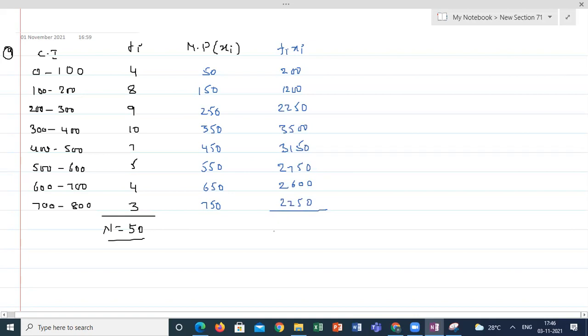So if I'm adding all these values, how much are you getting, students? Calculate and let me know what the sigma fi xi value is, because your mean is equal to sigma fi xi divided by n. What value are you getting here?